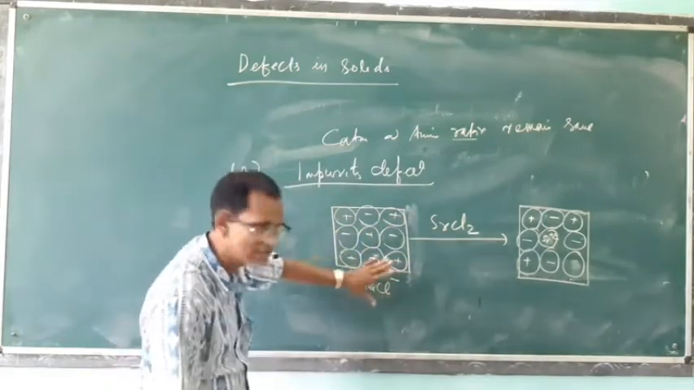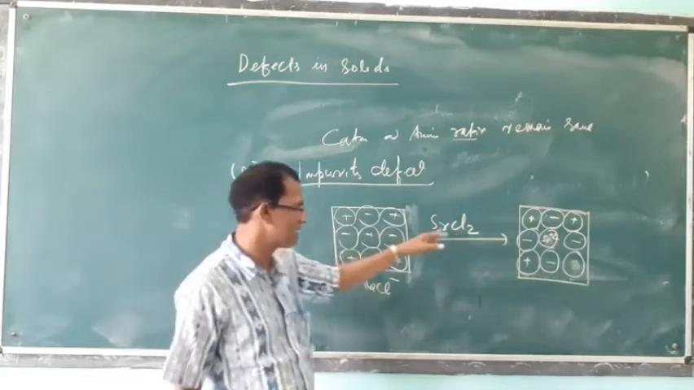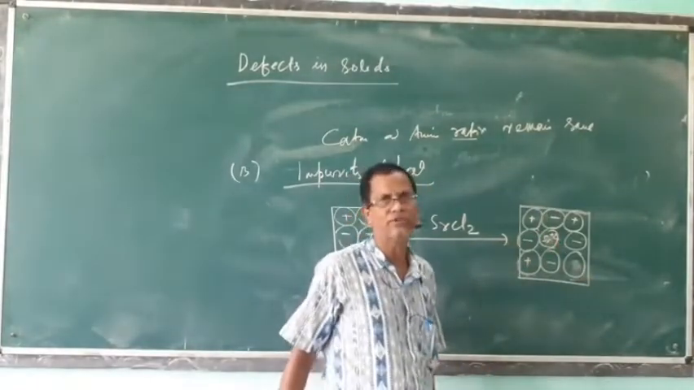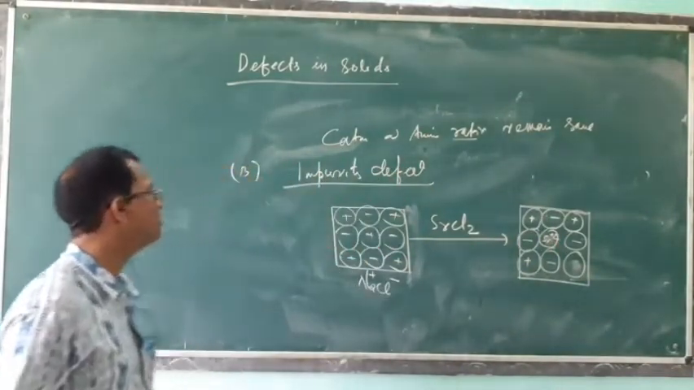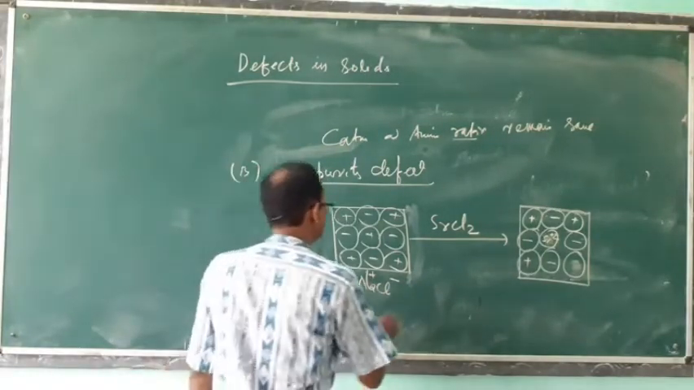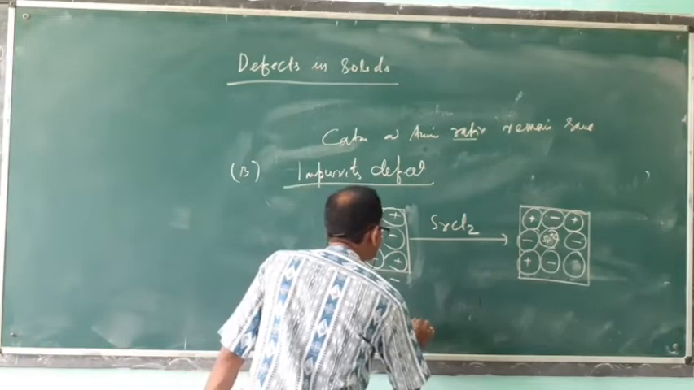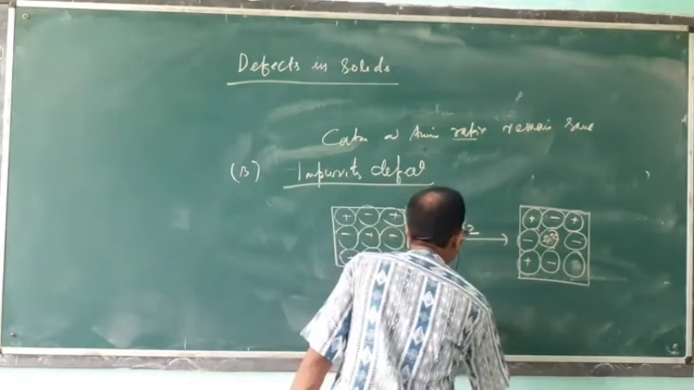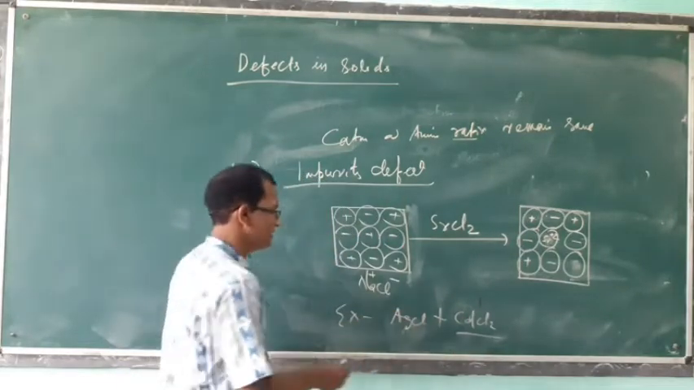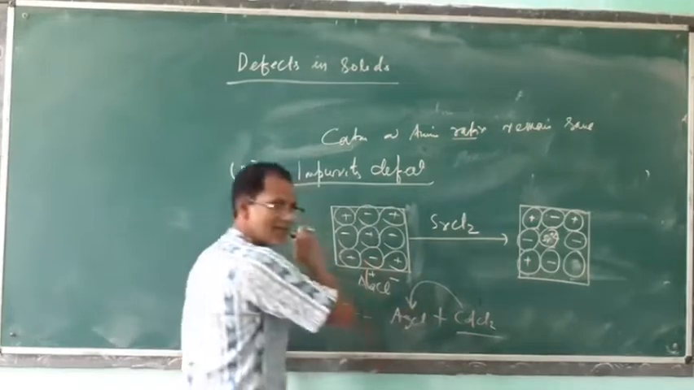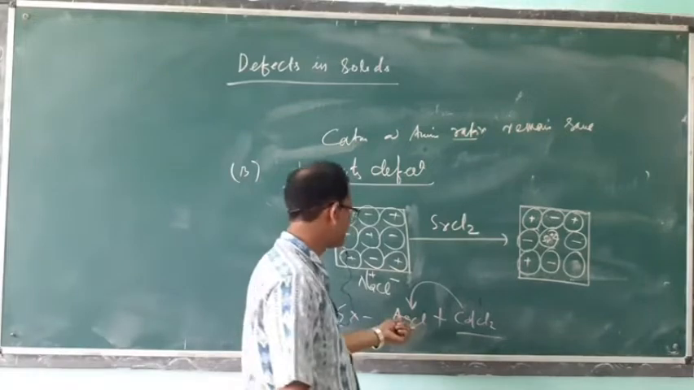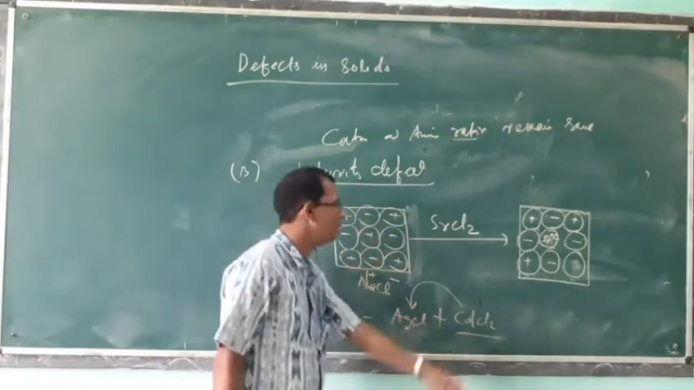Because the whole crystal is a pure crystal. We are adding SrCl2. That's why Sr2+ occupied in place of Na+. That's why it is called impurity defect. You can take another example, AgCl. If you add cadmium chloride to AgCl, then AgCl will show this type of impurity defect.